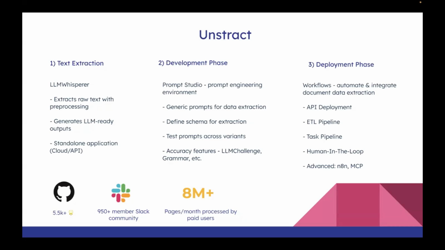So in the development phase, you will be creating prompts in a prompt engineering environment called Prompt Studio, where you specify one, what data you're looking to extract, and two, what is the schema of extraction that you're looking for. These two are the key points that you should look to specify across all the extraction items when you write your prompts. And you can test these prompts across multiple document variants as well within a given Prompt Studio project. And you also have access to various accuracy enabling capabilities as well as cost saving capabilities in the Prompt Studio. We will be going over this a little bit in this webinar.